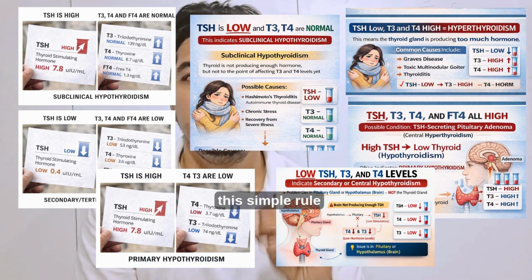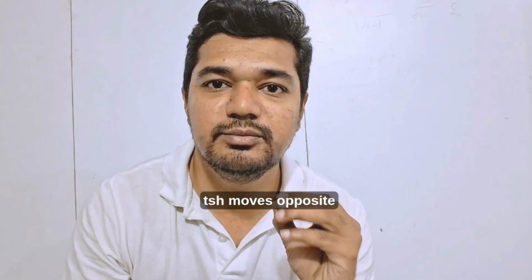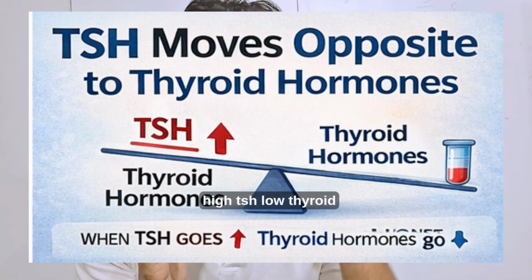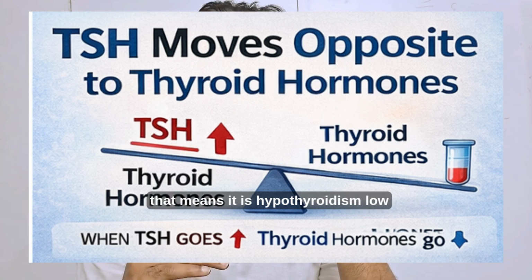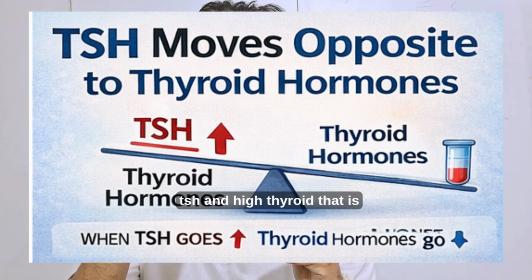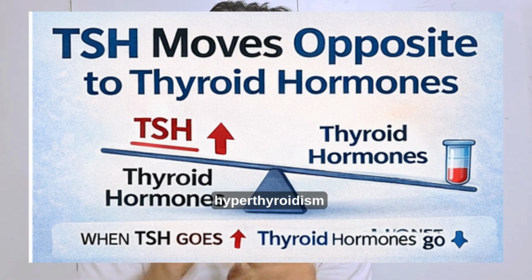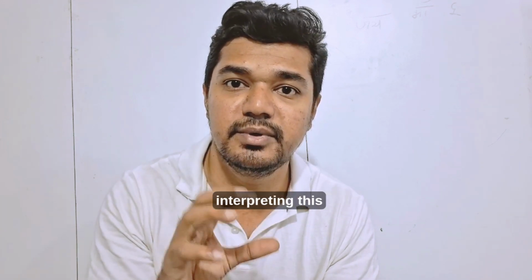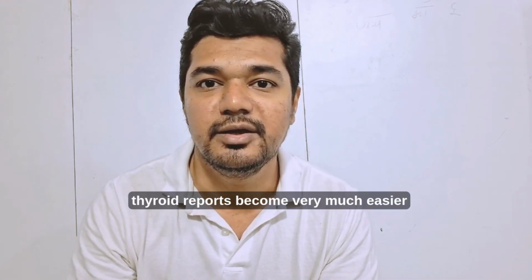Remember this simple rule: TSH moves opposite to thyroid hormones. High TSH, low thyroid hormones, that means it is hypothyroidism. Low TSH and high thyroid hormones, that is hyperthyroidism. Once you understand this relationship, interpreting thyroid reports becomes very much easier.